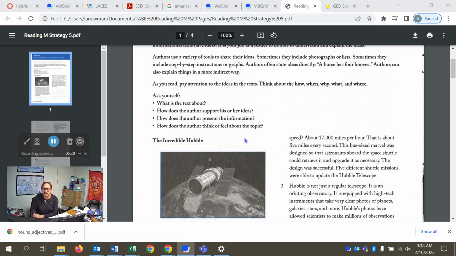How does the author support his or her ideas? Is it through quotes? Is it through statistics? Is it through a lot of visual information? Have they cited real in-depth studies that support the information?